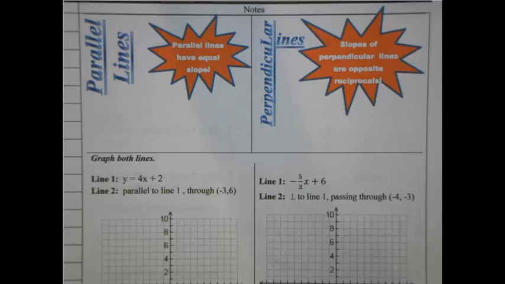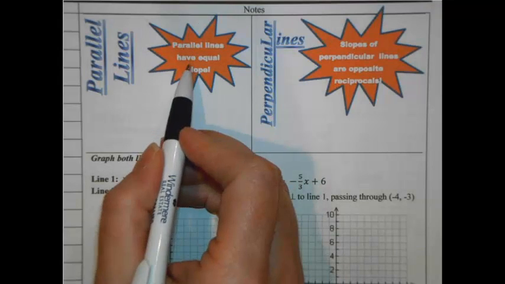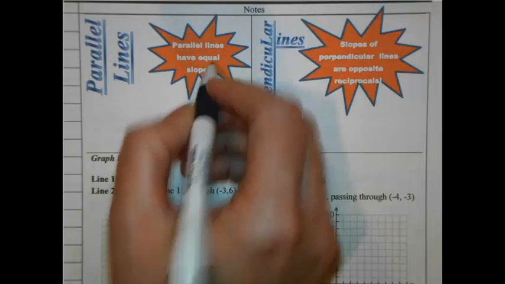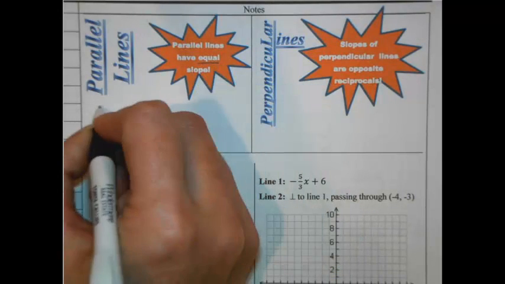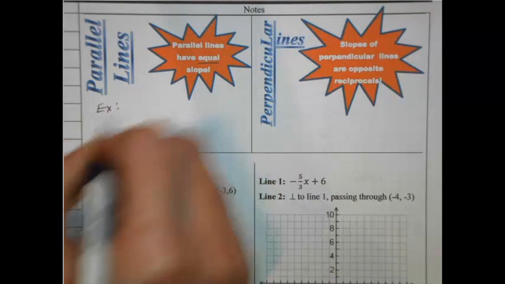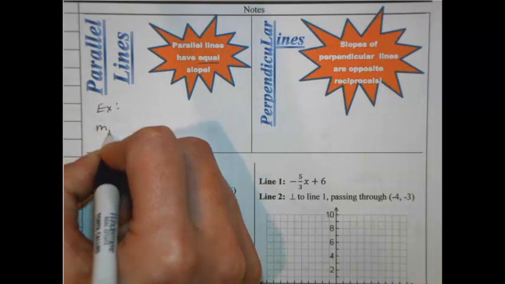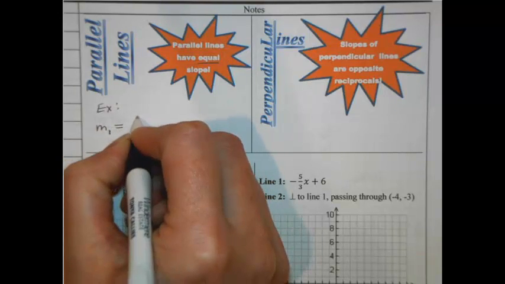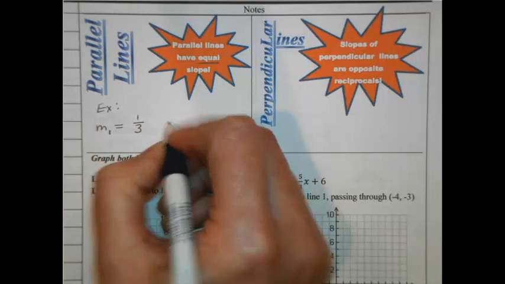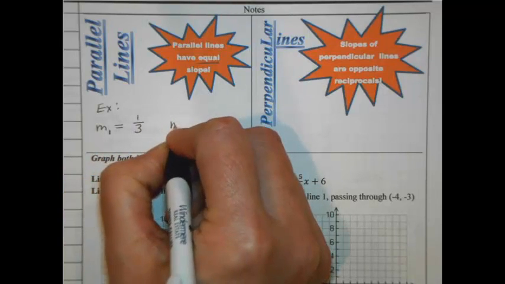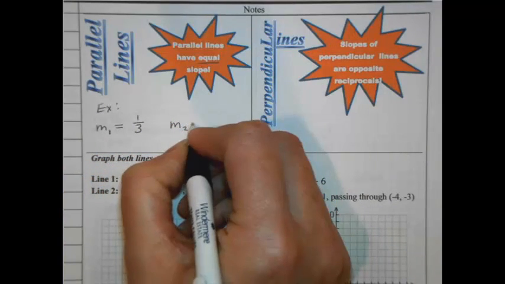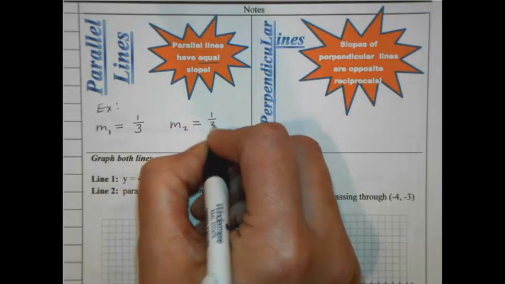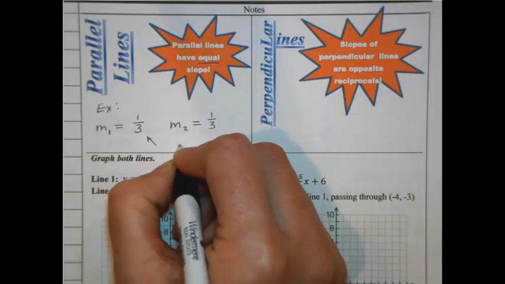We've seen this before. Remember, we learned that parallel lines have to have equal slope. Equal slope means that, for example, if line number 1 has a slope equal to 1/3, and line number 2 has a slope equal to that, then I know that these guys are going to be parallel lines.